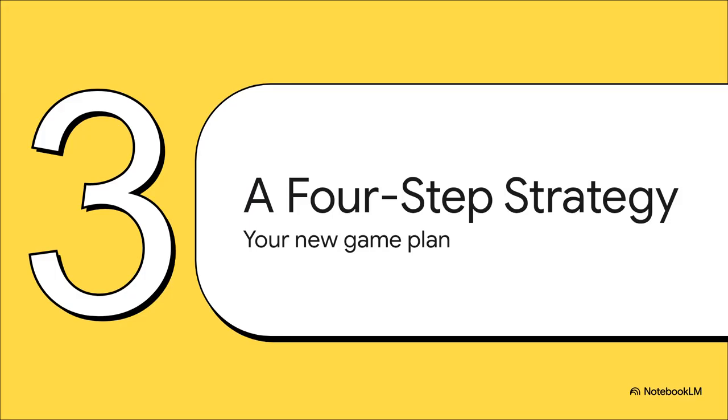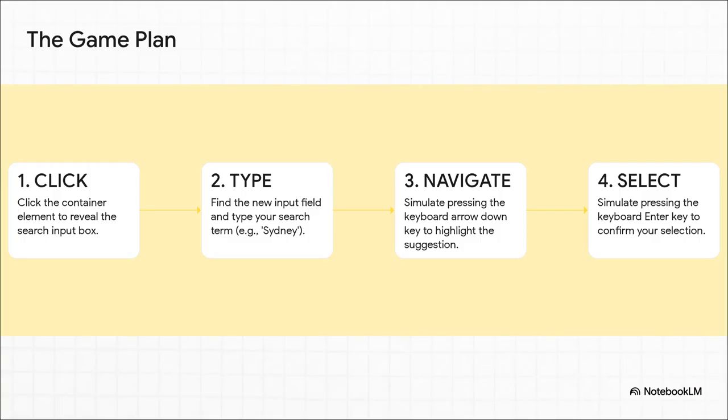Okay, so now that we know the why, we can build a strategy that actually works. And this isn't some quick hack, right? This is a solid, repeatable game plan you can use on pretty much any of these auto-suggest fields you find in the wild. So here it is, the four-step playbook. It's exactly what a real person does, just broken down. First, you click the box to wake it up. Second, you type what you're looking for. Third, you use the arrow keys to move down to the right suggestion. And fourth, you hit Enter to lock it in. That's it. That's the whole dance.